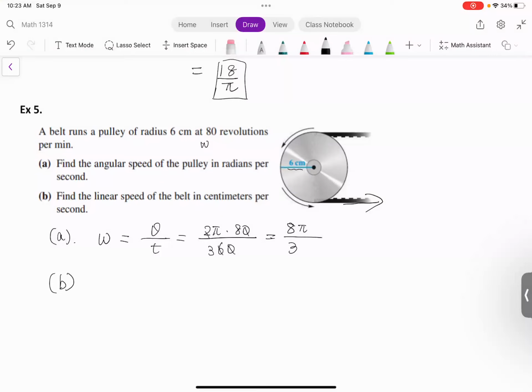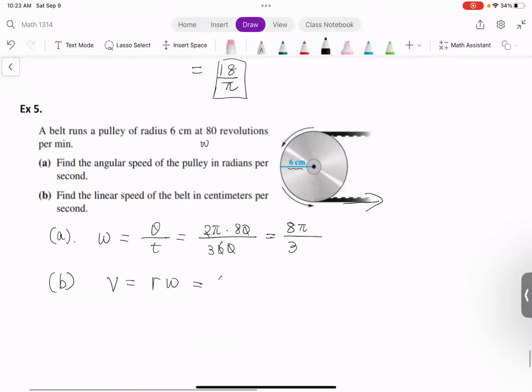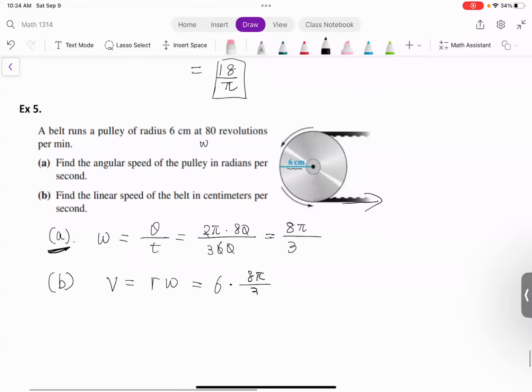So linear speed V equals R times omega. We have proved at the beginning of the video. And R is 6 centimeter, and the omega is, we have found in the previous step, 8 pi over 3. So I'm having 16 pi. So this is a solution. You can also use your calculator to find your exact decimals.